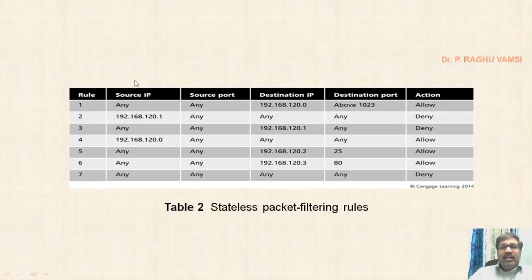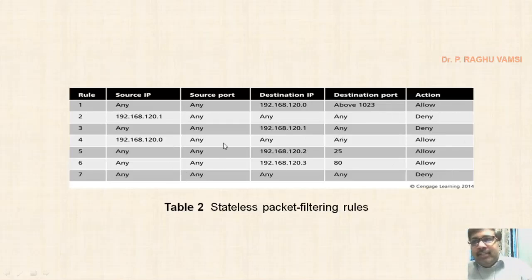That means any packet coming from any IP address and any port number, coming into the organizational network, to the internal network with the IP address 192.168.120.0 and to any port greater than 1023, is allowed. So this is the way rules will be set. You can go through this table and find how the rules are going to be set.